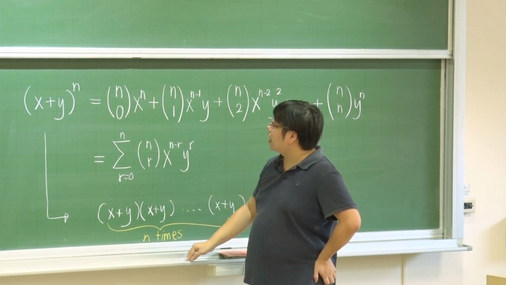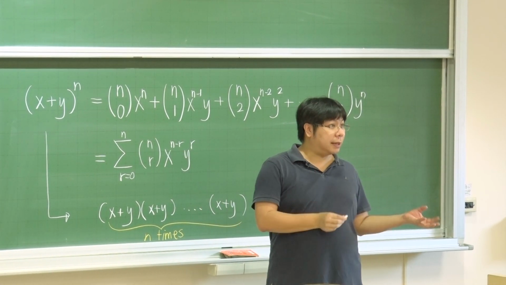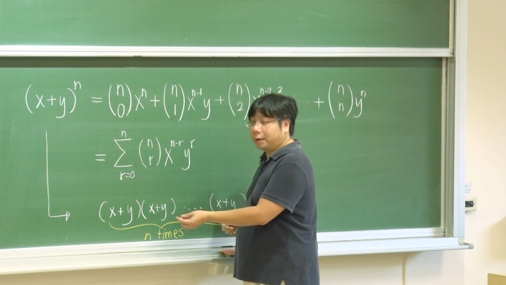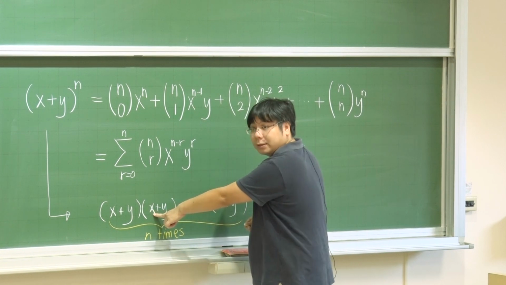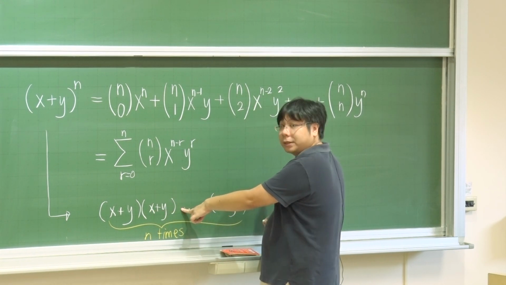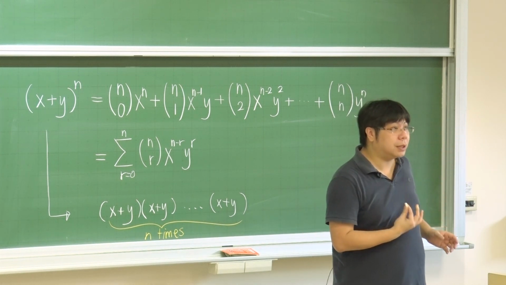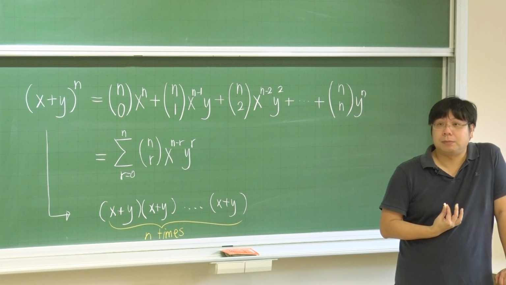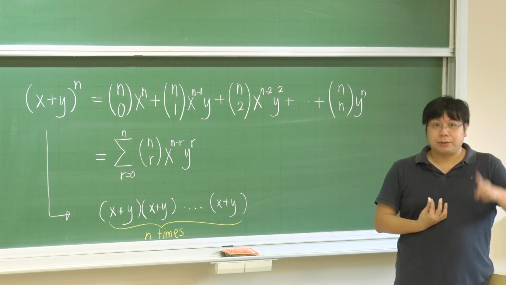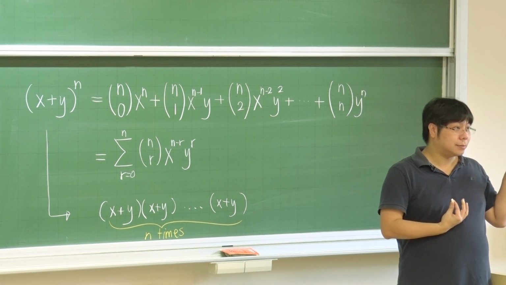First of all, to get x^n, where does it come from? I select this x, multiply with this x, and then with the next x, and so on up to the last x. This is the only way to get x^n as the term. So there is just one way to get x^n.